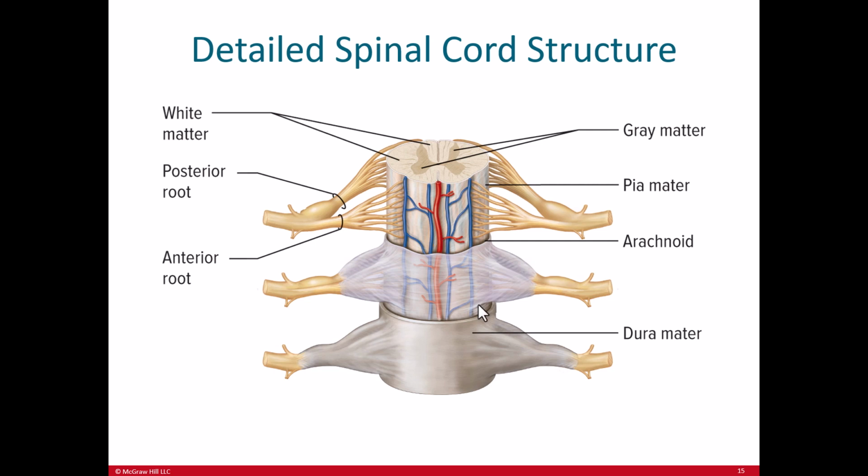Now you'll see these different layers that wrap the spinal cord. So this first layer is called the pia mater. Then we have the arachnoid, which is more like a mesh, like a web. Think of a web, that's why it's arachnoid. And then finally we have the dura mater. Think of it as durable.